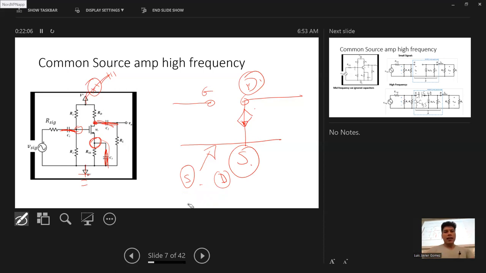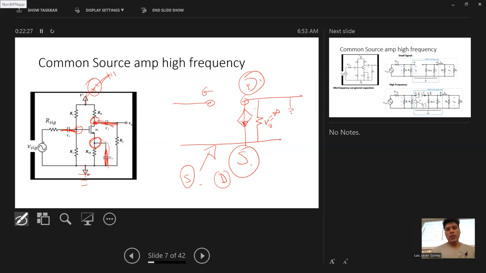All right, we technically have to include here the little arrow, but for these, remember, we're ignoring them, so we're assuming that little arrow is infinite. Okay, so now let's go terminal by terminal. So here's the drain. What is the drain connected to?